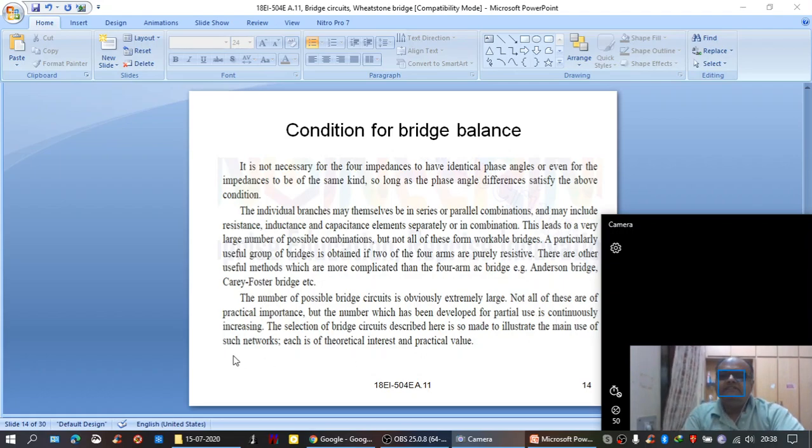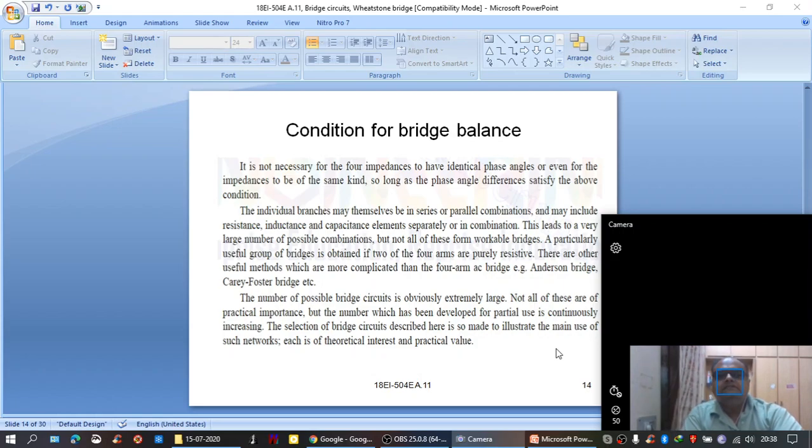So not all of these are of practical importance, but the number of combinations which has been developed for practical use is continuously increasing. The selection of bridge circuits described here is so made to illustrate the main use of such networks. Each is of theoretical interest and of course of practical value.